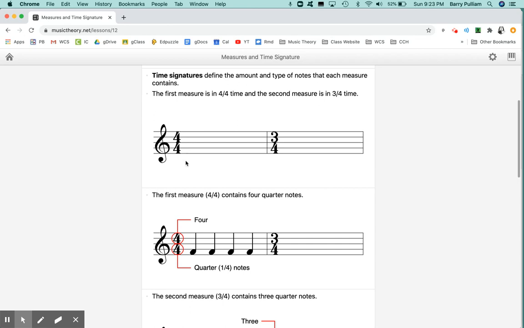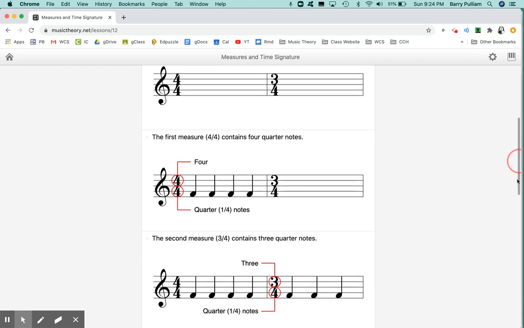4 beats per measure, quarter note gets a beat. 3/4: 3 beats per measure, quarter note gets a beat. 1, 2, 3, 1, 2, 3, 1, 2, 3, 1, 2, 3. 4/4 is called common time. 3/4 is called waltz time. You don't have to know that yet, but you will want to one day.